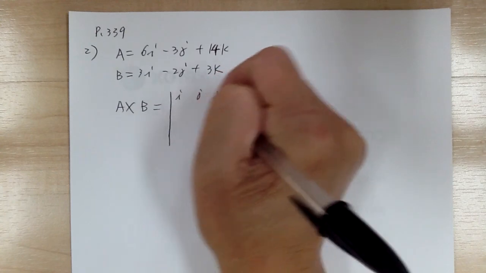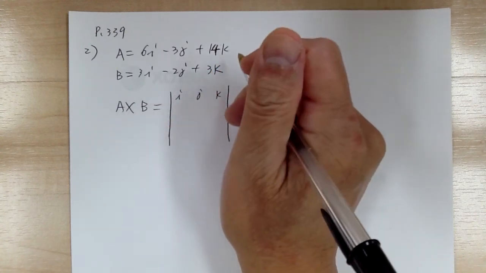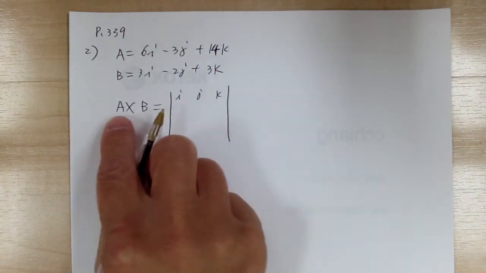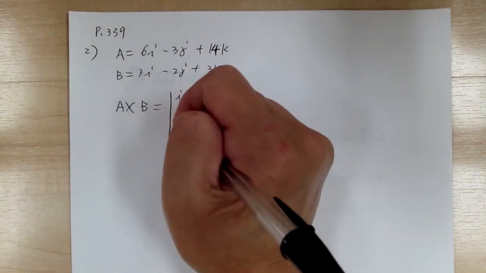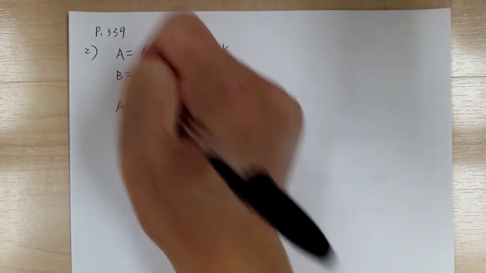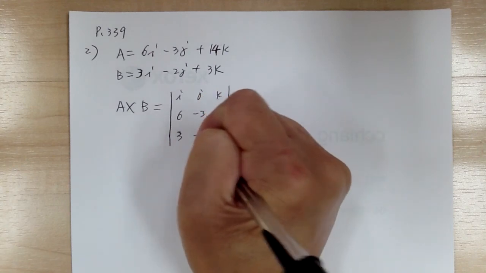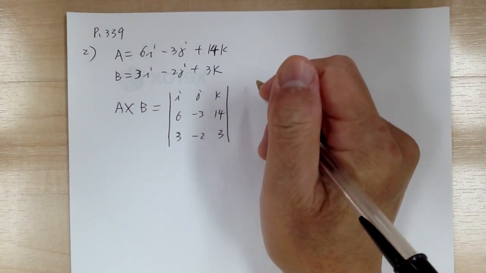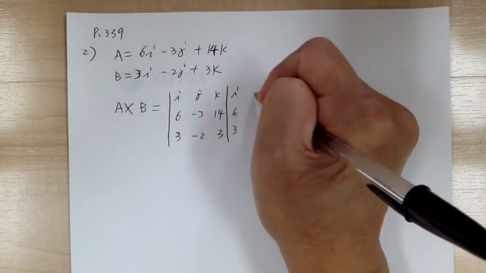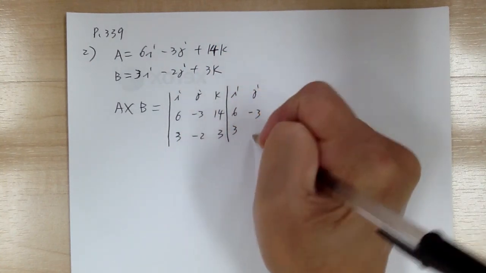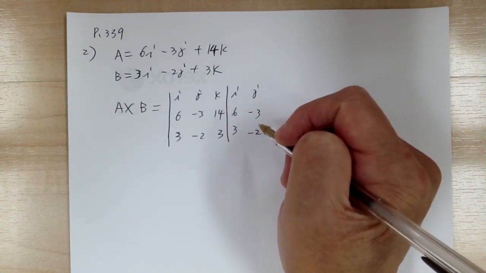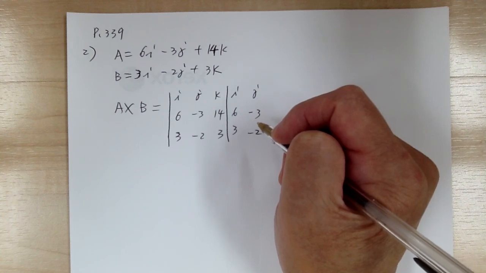Now when you write this, make sure you line up things nicely so you don't make careless mistakes. Make sure you put in the correct order. So A cross B, you have to put A first, so you get 6, negative 3, 14, and B you get 3, negative 2, 3. And then from here, you just repeat the first two columns. Then after that, you just do the cross multiplication.